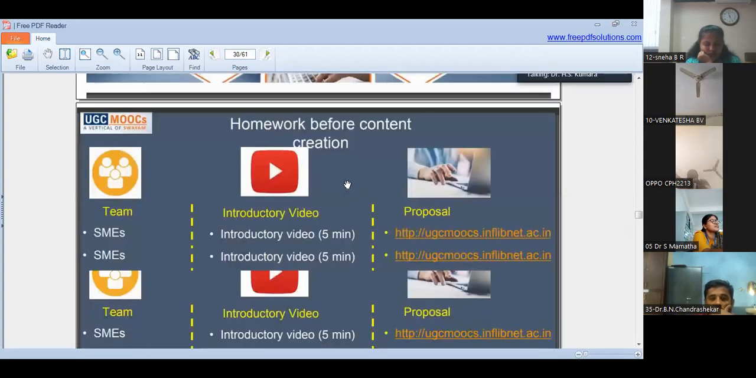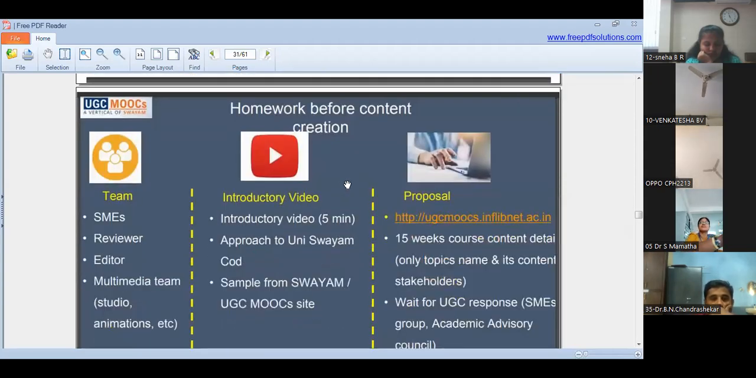Then this is very important: homework before content creation. Again, you should have a team, because as we already discussed, we require subject matter experts. Then we also require a reviewer, because whatever content you deliver, somebody has to review it and make some kind of evaluation. Then we also require an editor, because whatever content you deliver needs to be edited.